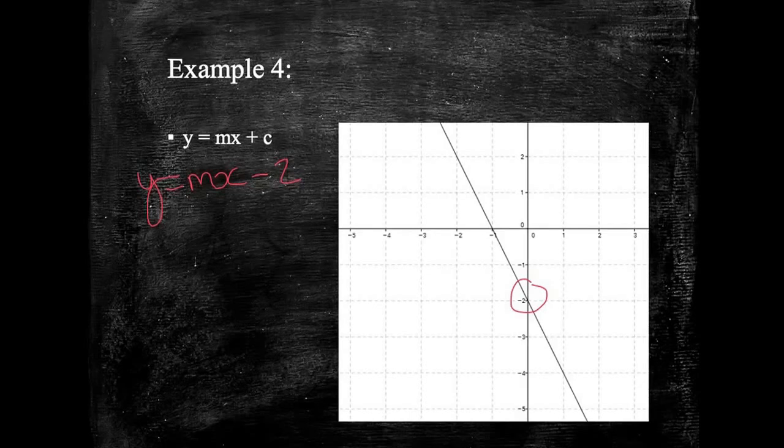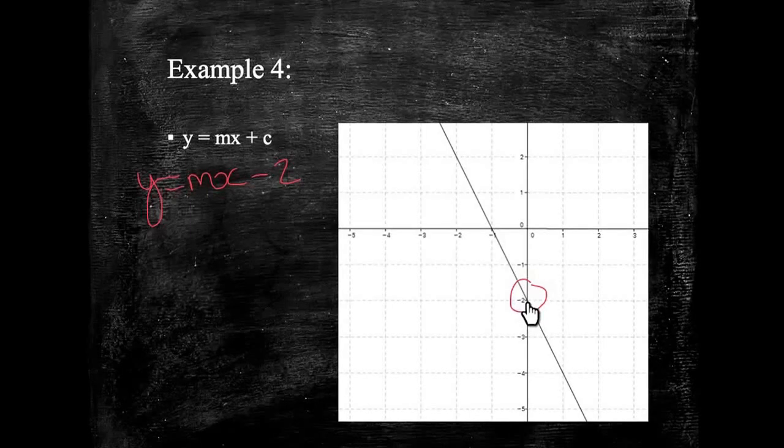Now the gradient this time, you'll notice it actually goes in the other direction. Again, I'm going to trace along to see if I can find some nice coordinates. We've got one here already, so I might as well use that one. Where else could we do? We could have here, or if you prefer up here. I'm probably just going to take this one.